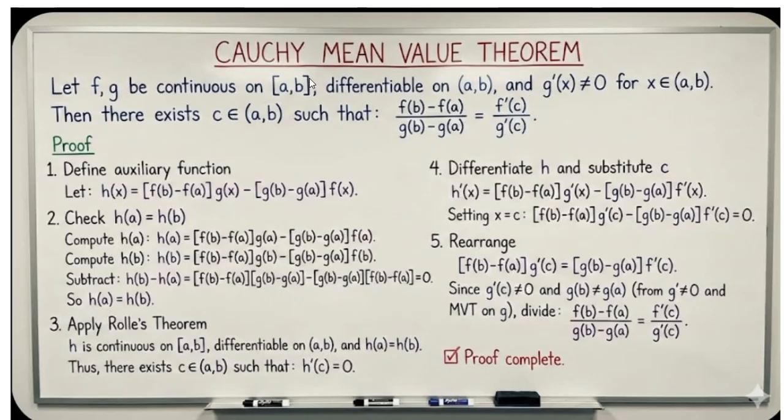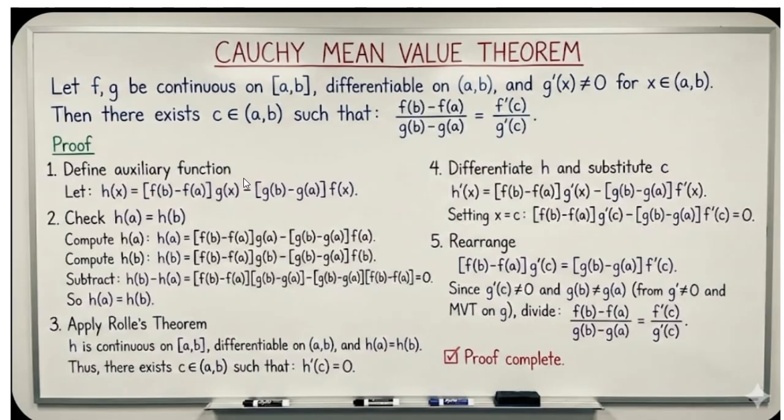First, what can we do here? We already know Rolle's theorem. We are going to apply Rolle's theorem in order to prove this. You have to prove that there exists a c in between the interval such that f of b minus f of a divided by g of b minus g of a is equal to f dash of c divided by g dash of c. How can we prove it? Very simple.